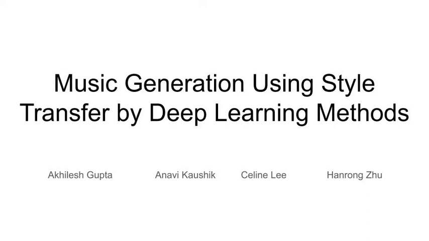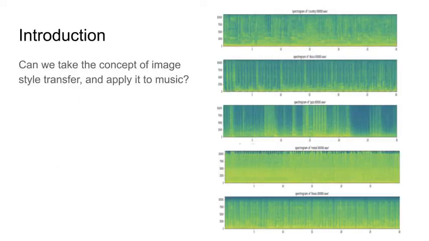For this project, our group explored various deep learning methods to apply style transfer to music. The core question is this: can we take the concept of image style transfer and apply it to music? Audio can be extracted via the short-term Fourier transform into these 2D representations we call spectrograms.